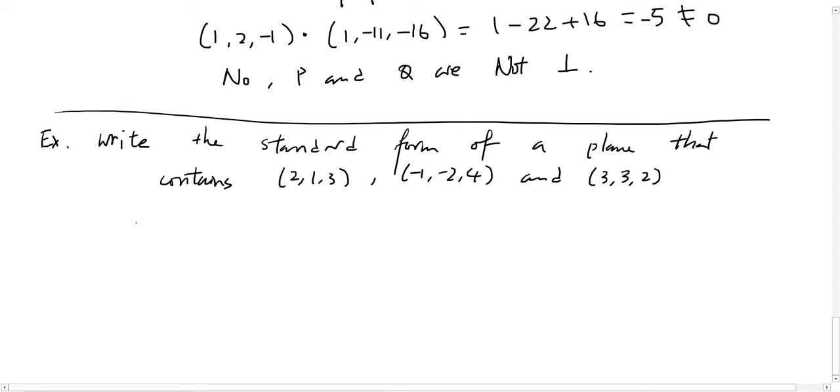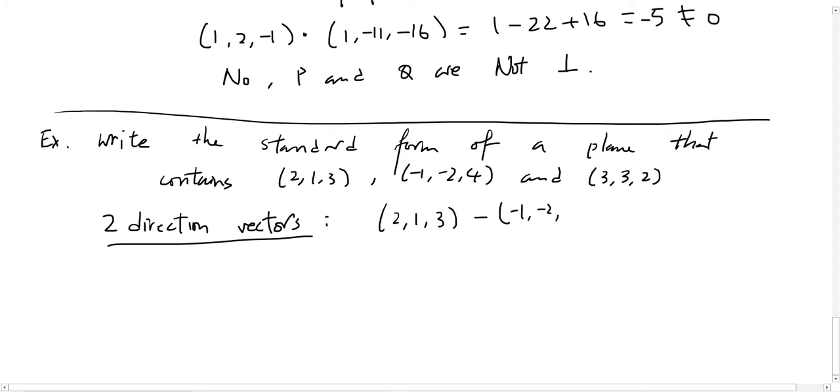So how do I form the standard form of a plane? First thing you need to do is to form the perpendicular vector. But you won't be able to find the perpendicular vector until you find 2 direction vectors that are on the plane first. So how do you find these 2 direction vectors? Simple. You find direction vectors by subtracting. So I'm going to subtract 2, 1, 3 minus negative 1, negative 2, 4. I'm also going to take 2, 1, 3 minus the vector 3, 3, 2. Now, do you have to subtract the way that I do it? No, you just have to subtract any 2 of the 3 vectors given here to form the direction vectors. So here I'm just going to do these 2.